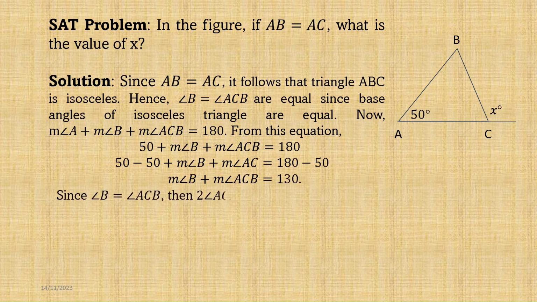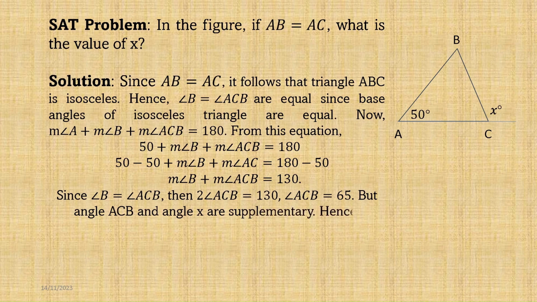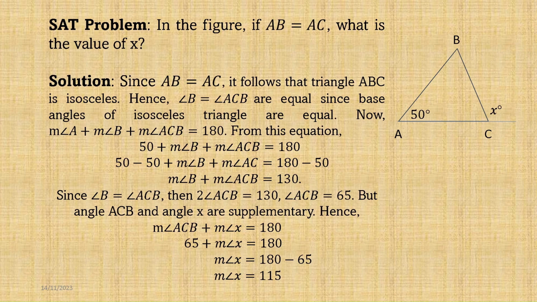Now, the measure of angle A plus the measure of angle B plus the measure of angle ACB is equal to 180. In the equation, replace angle A by 50, then apply the subtraction property of equality. Here, we get the measure of angle B plus the measure of angle ACB is equal to 130. Since angle B is equal to angle ACB, then 2 times angle ACB is equal to 130. It came out now that angle ACB is 65.